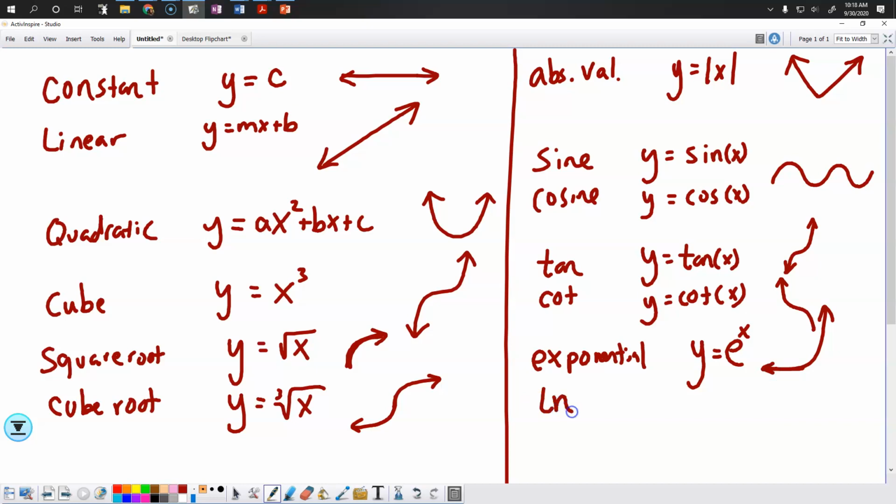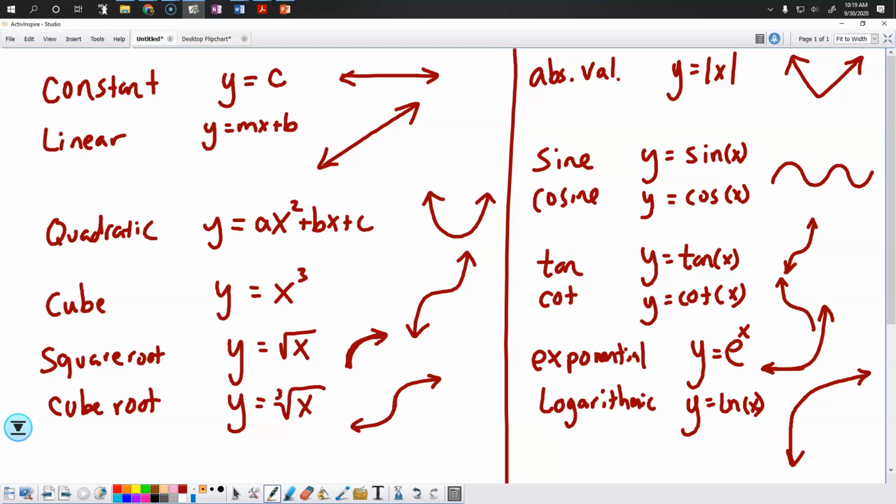Logarithmic functions, and once again, usually we use ln. Logarithmic functions look a lot like exponential functions, but just oriented a little bit differently. They have a vertical asymptote, and then they shoot sideways, but very slowly. So those are logarithmic functions. So nice little thing to have.